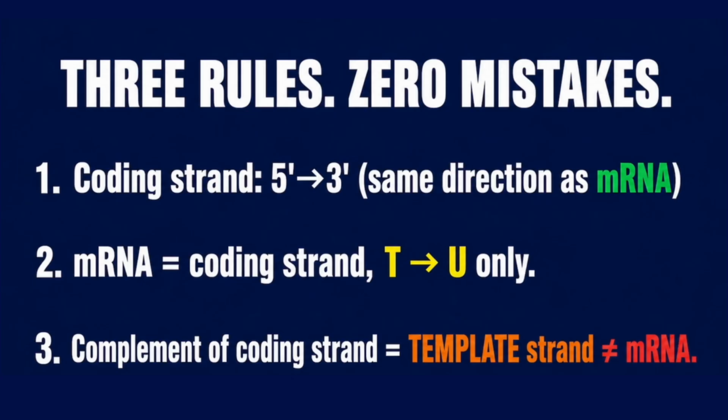Just remember three rules. Number 1, coding strand runs from 5' to 3', same as mRNA. Number 2, mRNA and coding strand sequence is same, just replace T with U. And the last one, template strand is complement of coding strand. If this was not clear before, take a moment and go through it again because NEET often tricks students with this exact concept.